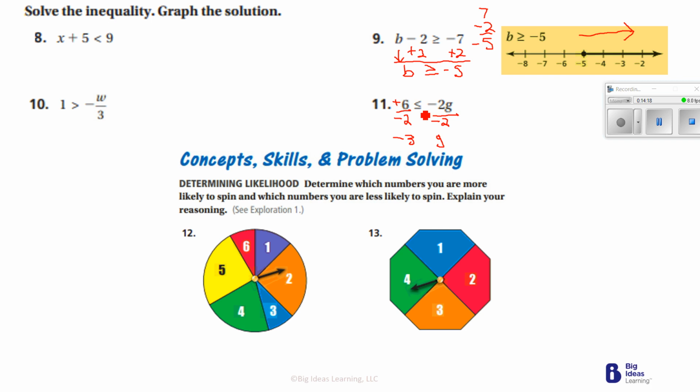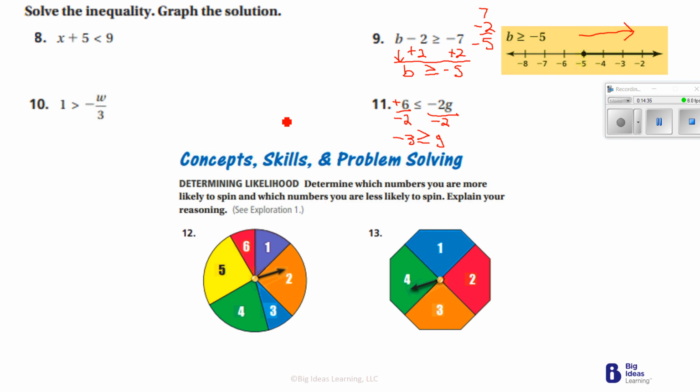I would normally just bring my inequality symbol down, but the rule says whenever I multiply or divide by a negative number, I have to take my inequality symbol and turn it in the other direction to make my answer right. So now -3 is bigger than or equal to g.